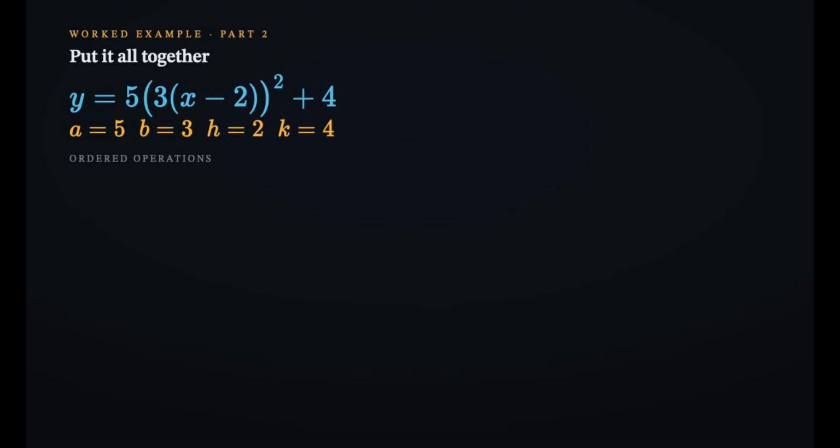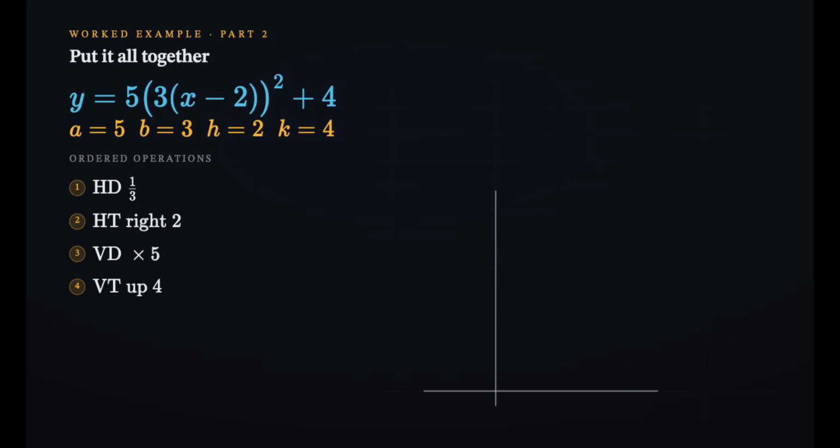So putting it all together, a = 5, b = 3, h = 2, k = 4. And we apply HD 1/3 and then HT right of 2, then VD factor 5, then VT up 4. Remember, dilation before its matching translation.